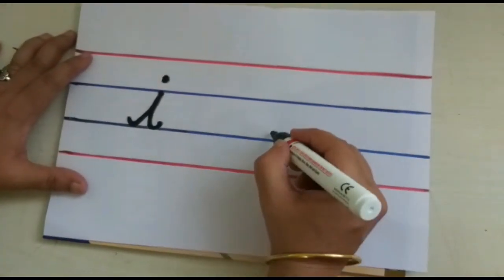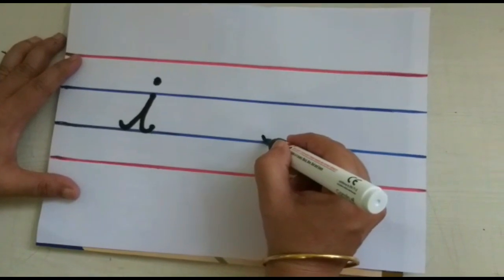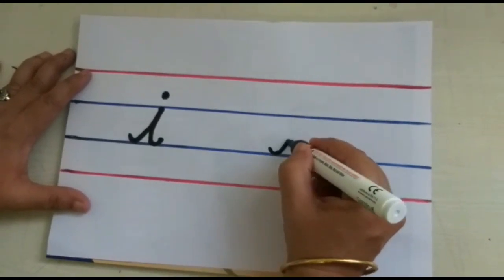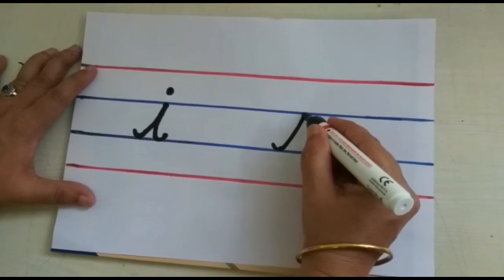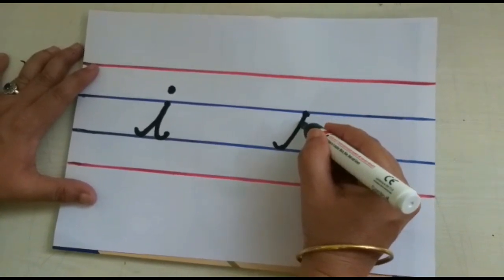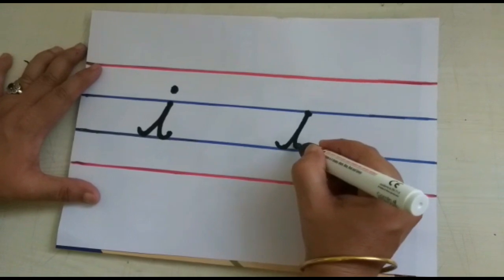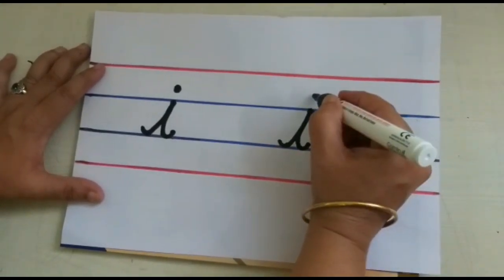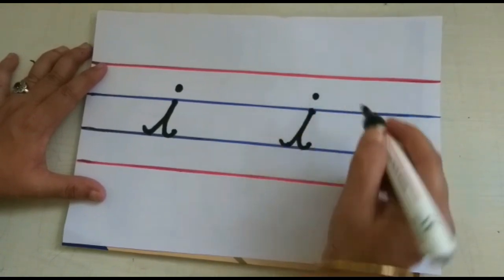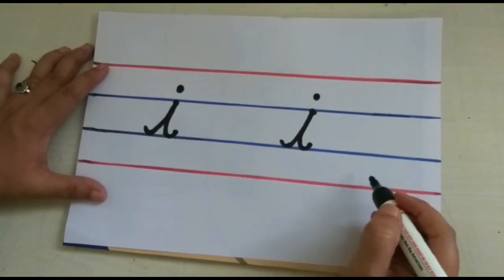Shall we write once again this side? Make a small curve. Go up to the second blue line here, a slanting line. Now come down to the third blue line and make a small curve and put a small dot. This is small cursive I.